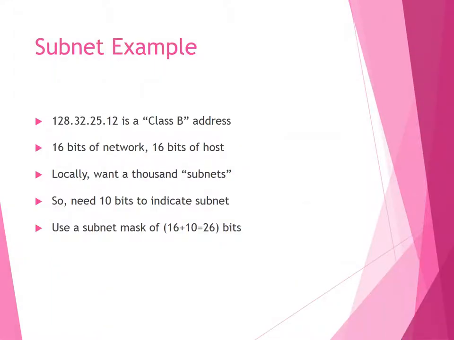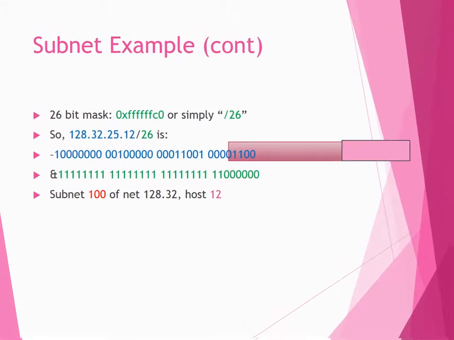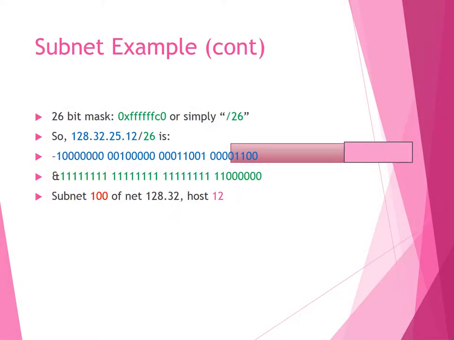Subnet example. 128.32.25.12 is a class B address, 16 bits of network, 16 bits of host. We want 1000 subnets, so we need 10 bits to indicate the subnet. Use a subnet mask of 16 plus 10, equal to 26 bits. The 26 bit mask is 0xFFFFFFC0, or simply /26.